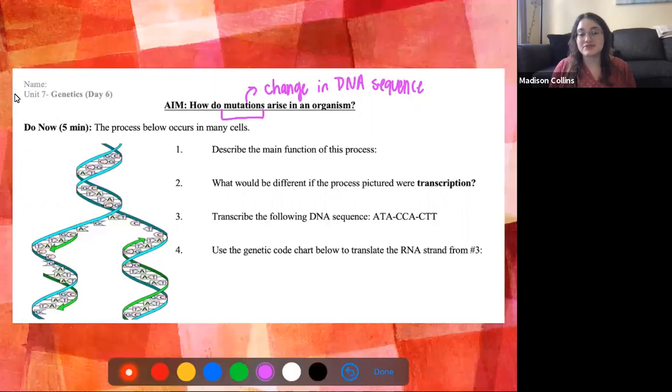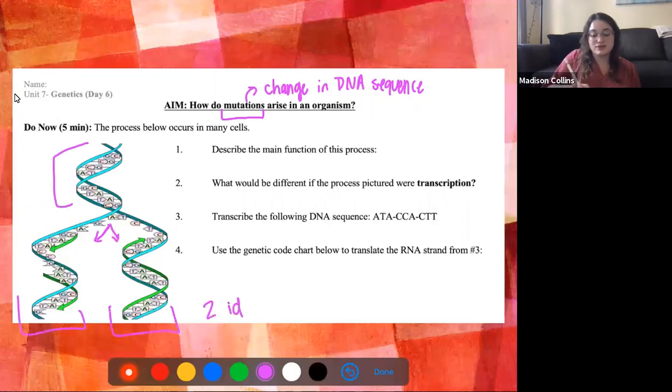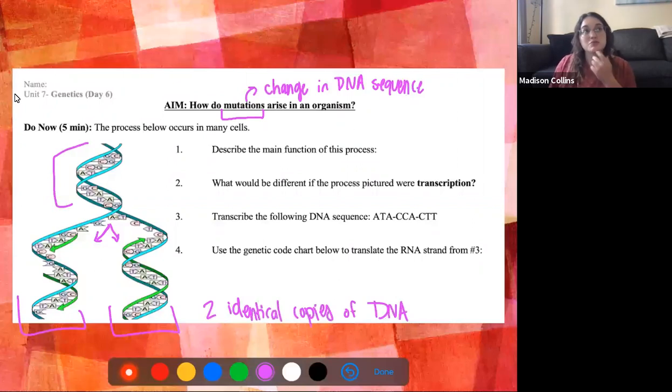Well, in order to describe the function, you had to figure out what even is this process. So looking at this image, we see that we're starting out with one DNA molecule. It's double-stranded, it's DNA. But then that DNA actually unzips and is used to create 2 identical double-stranded copies of DNA. So what is that process called? You could say maybe we're duplicating or replicating DNA even. So hopefully this is ringing a bell. This process is known as DNA replication.